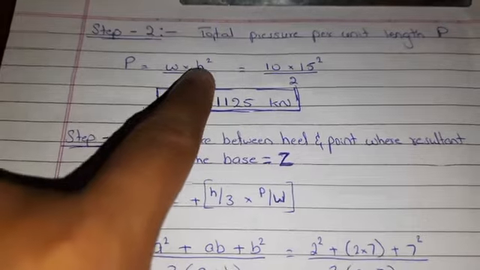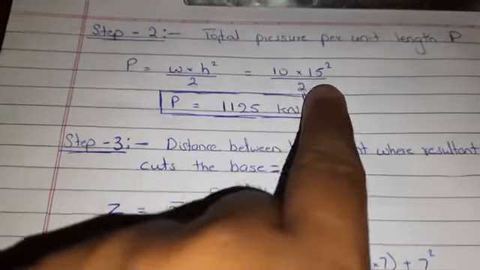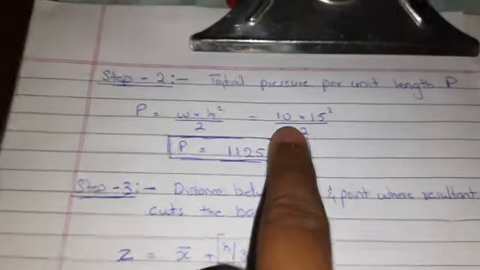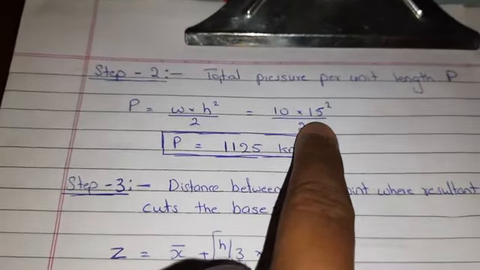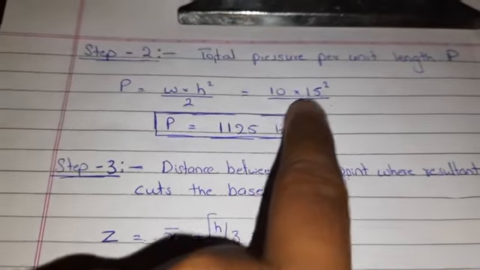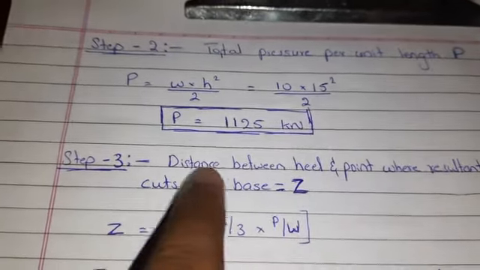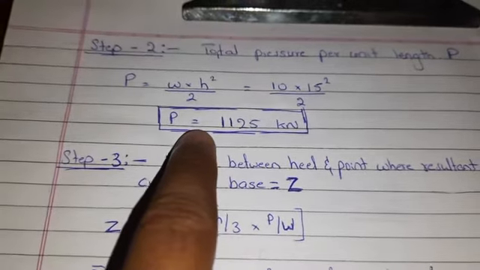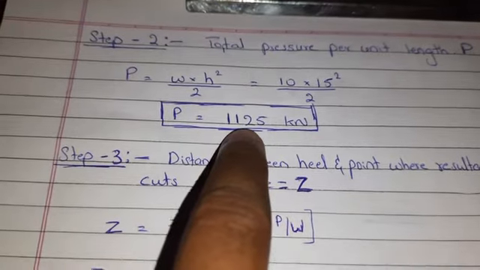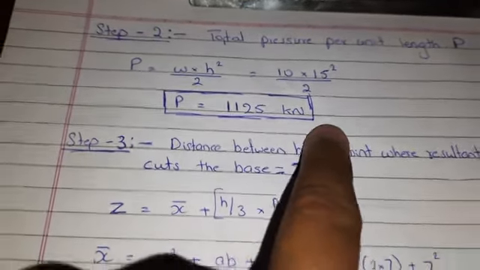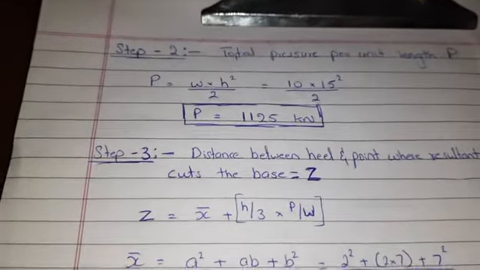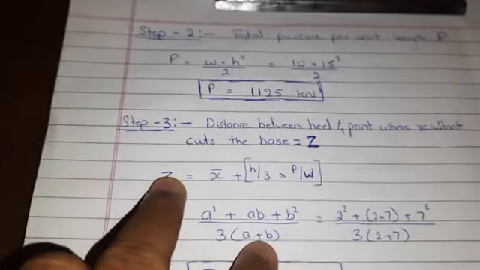So W into h square divided by 2. When we substitute the values, the specific weight of water is given as 10 kilonewton per meter cube, and the total height of water stored is given as 15 meter. So when we substitute the values, we get the value of total pressure P equal to 1125 kilonewtons. After getting the total pressure, we will move to the third step.